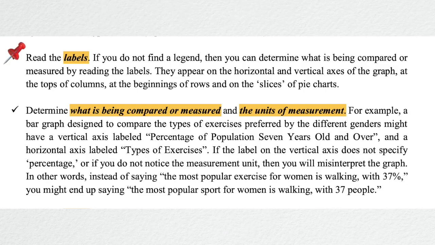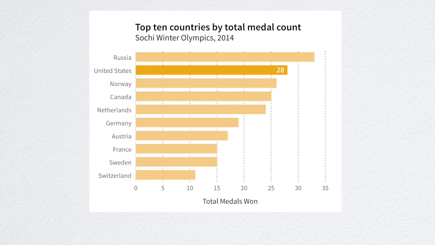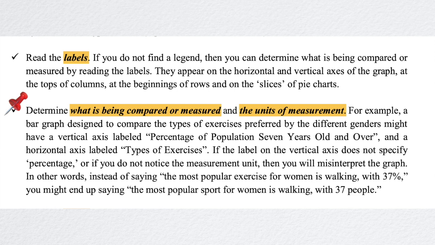If you don't find a legend, then you can determine what is being compared or measured by reading the labels. As you see here, they appear on the horizontal and vertical axis of the graph. Another important point is to determine what is being compared or measured and the units of measurement. When we refer to units, we're talking about things like percentages, dollars, millions, or other descriptors that help the reader understand what kind of information the graphs are displaying.